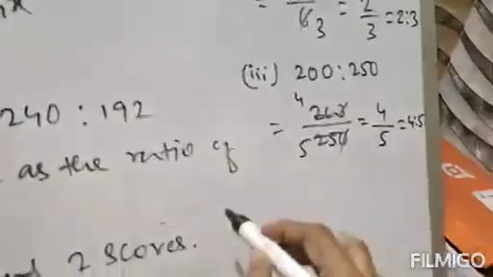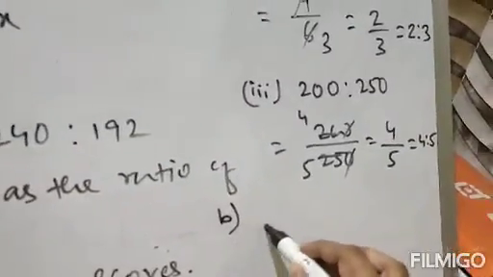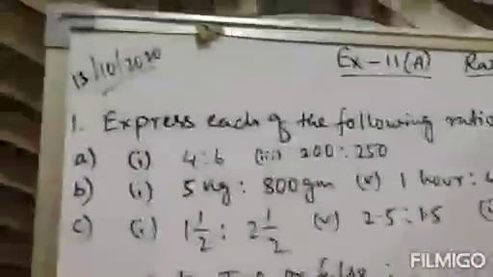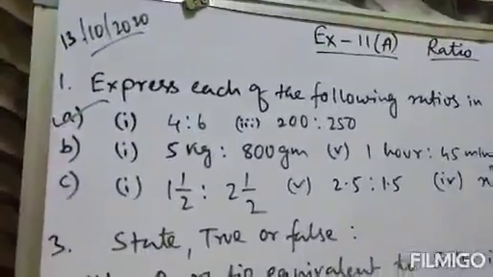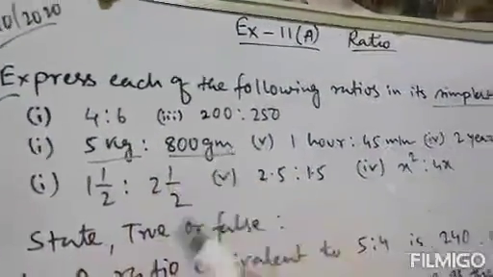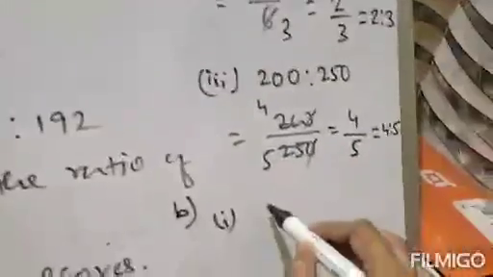4:5. This is the simplest form. Next, part B. Question number 1. Part A is complete. Part B, question number 1: 5 kg 800 gram. Also you have to express this in simplest form.